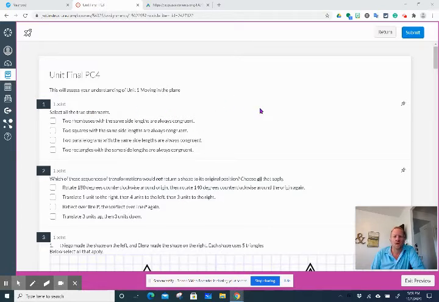So in question number 1, it says select all the true statements. Well, usually all means there's possibly more than one. So in this case, it says two rhombuses with the same side lengths are always congruent. Number 2 says two squares with the same side lengths are always congruent. Number 3 says two parallelograms with the same side lengths are always congruent. And number 4 says two rectangles with the same side lengths are always congruent.